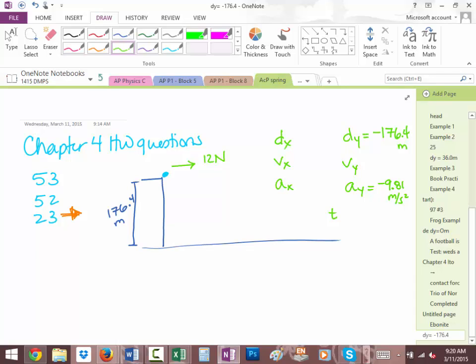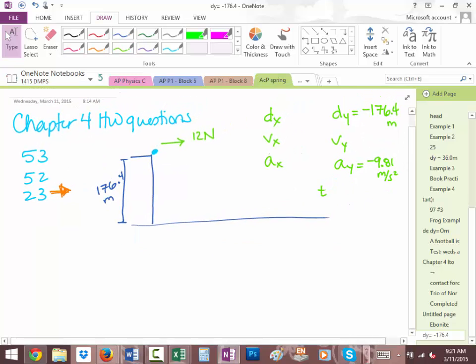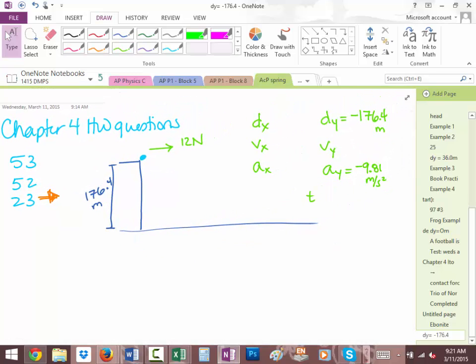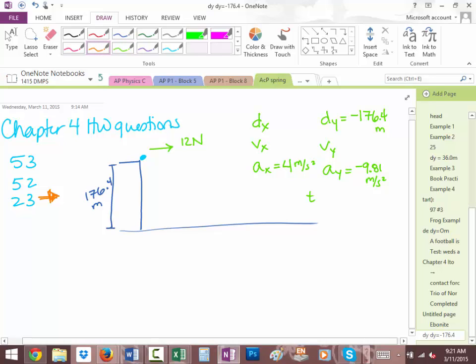Okay. What did you come up with? What's something else you know? I heard some good conversation there. Tim, what do you know? The acceleration in the x direction is 4 meters per second squared. Did anybody else come up with that? Yeah? Why 4? Because acceleration equals force divided by mass. Okay, let's write that down.